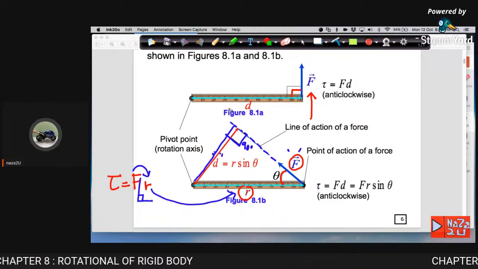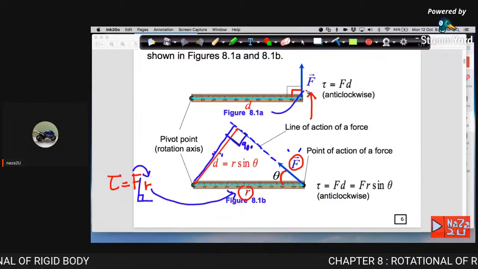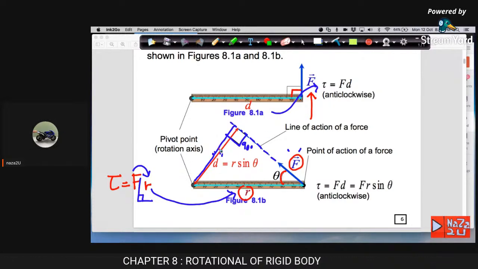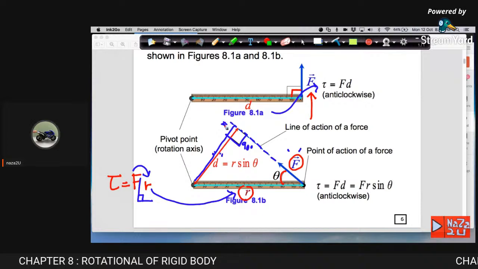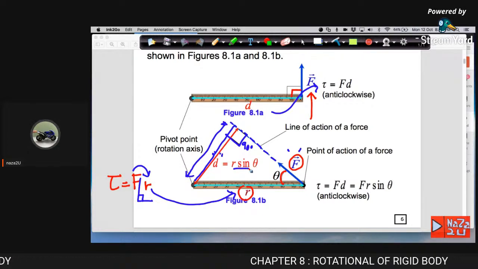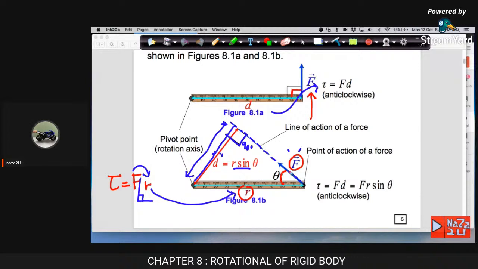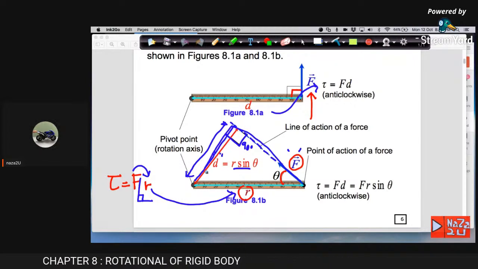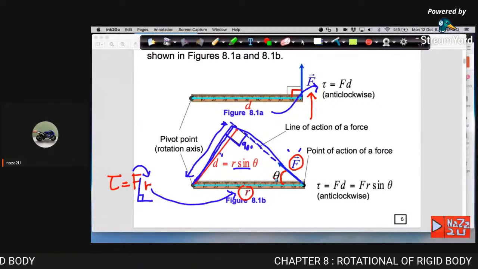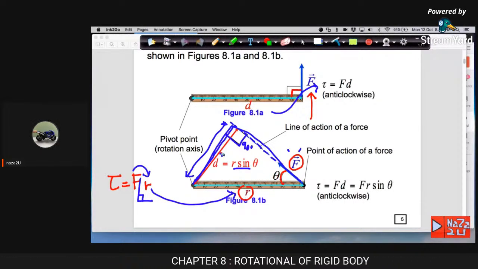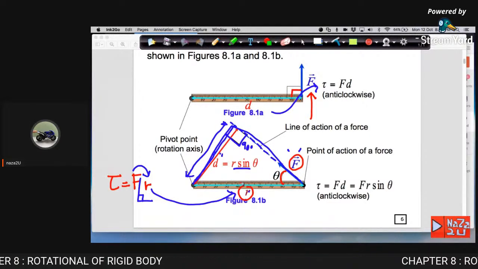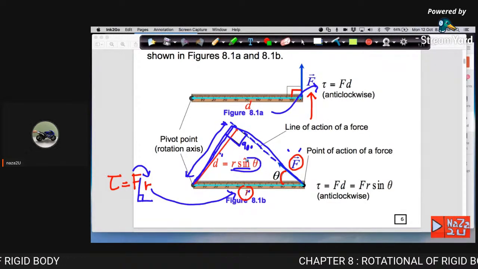Here it looks like situation number 1, because D, the distance here, is R sin theta. Why R sin theta? We use the triangle here. Let's say this is theta, this is the opposite side, so we use sin, and this is R. So this is the opposite, so we have R sin theta.